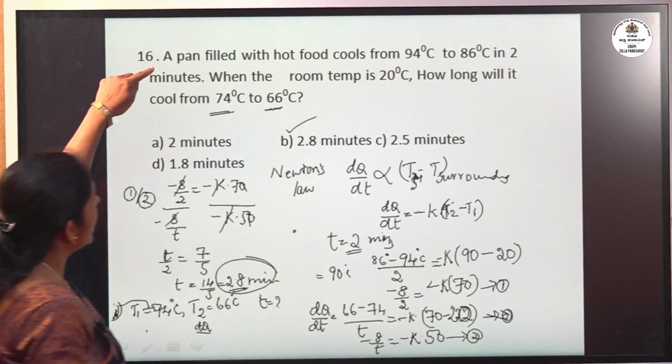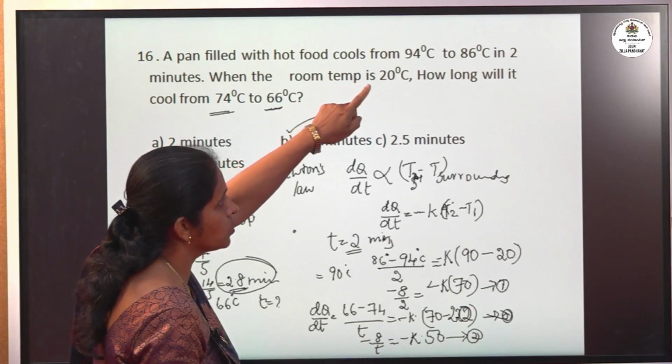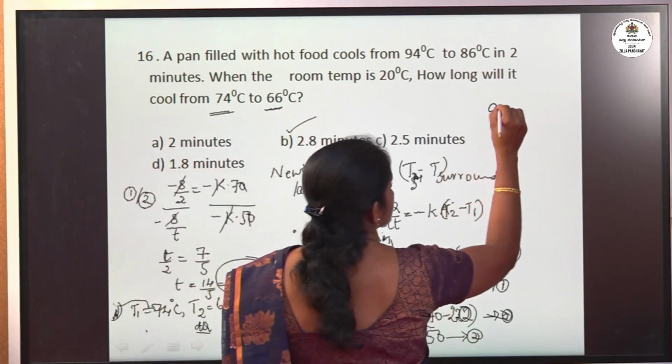Repeat: a pan filled with hot food cools from 94 degrees Celsius to 86 degrees Celsius.